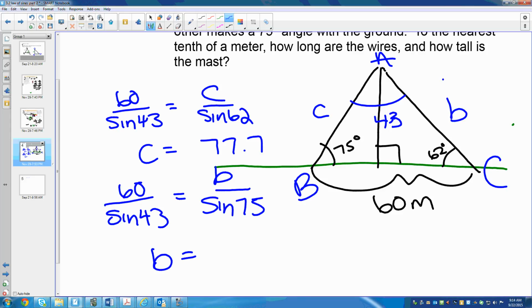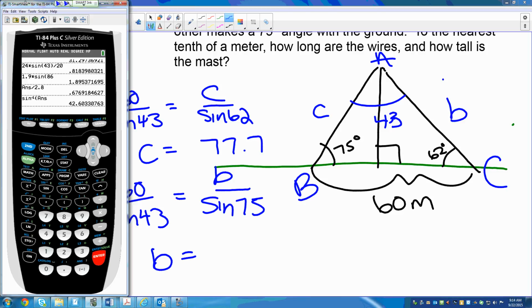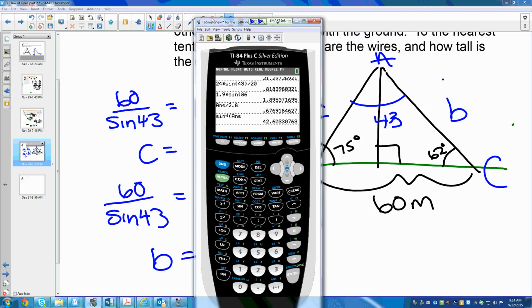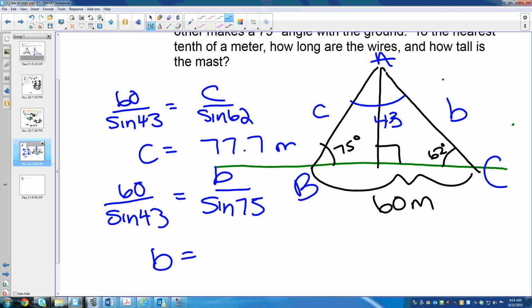84.9. So let's just check out what we should be doing. You did B instead of C? Okay. So then we're okay? Are you guys okay if I did 77.7? And then this is meters, right? And then side length B, what did you guys get over here for side length B? 85.0?